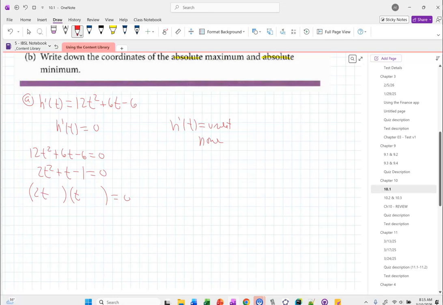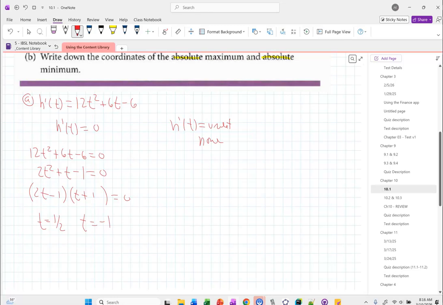Since that middle value is positive 1, I know that the 2 has to be attached to the positive 1, and the 1 has to be attached to the negative 1, so that when we do our FOIL, we get that. Everybody's okay? So t equals 1/2, and t equals negative 1.